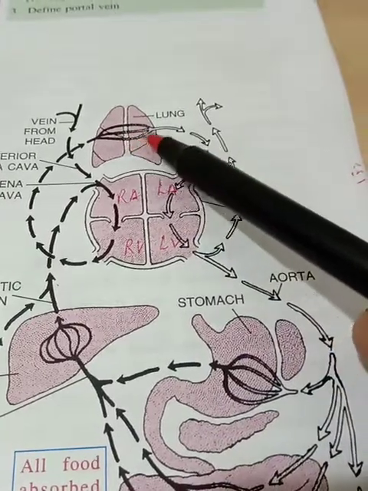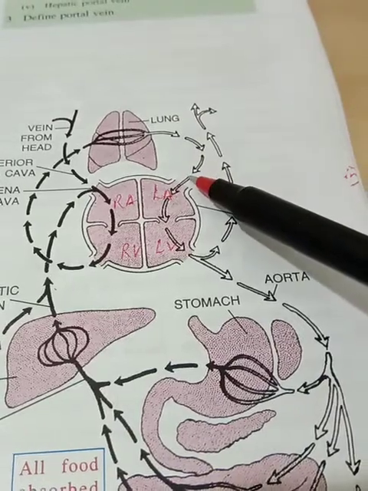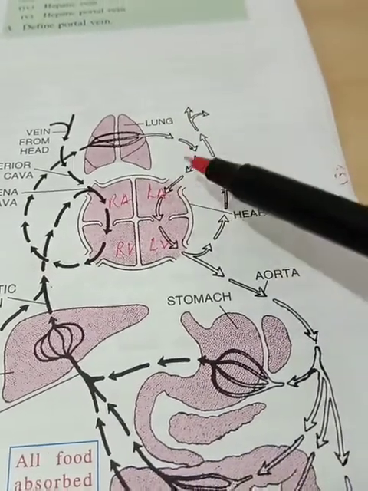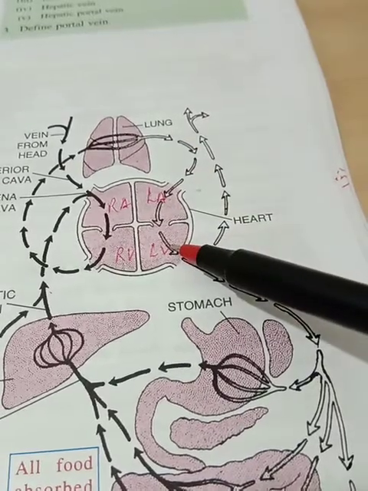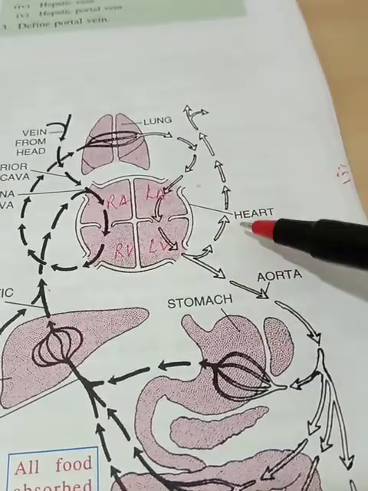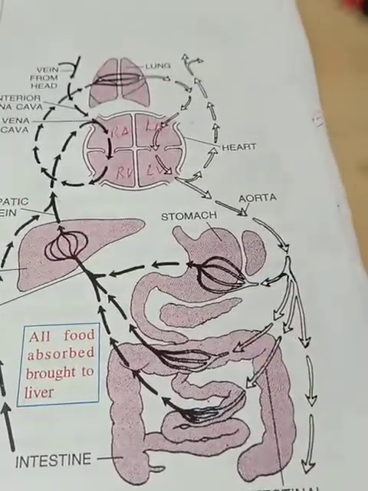Here the act of purification takes place and now the blood is rich in oxygen and thus becomes oxygenated. Then it enters the left auricle. From here it comes to the left ventricle and now through the aorta it is distributed to the entire parts of the body. This is what we have studied.